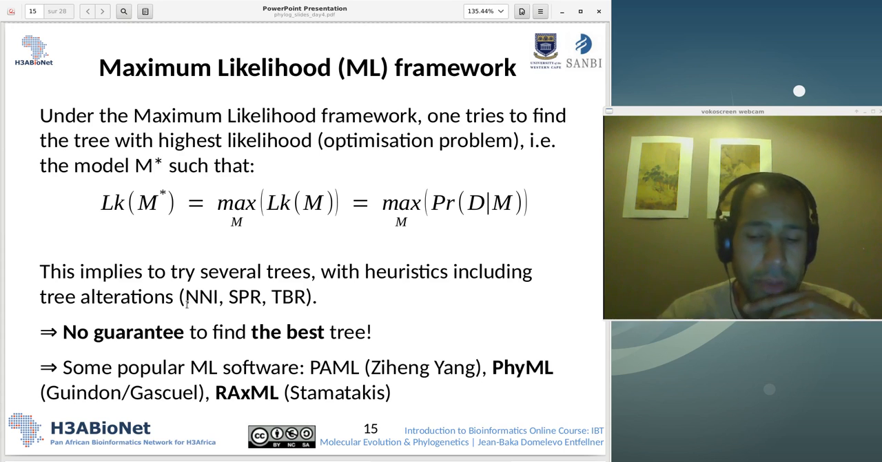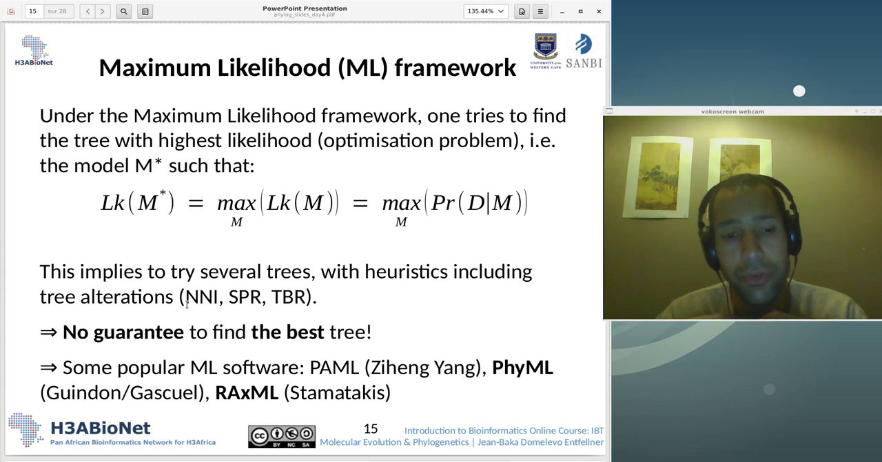Okay. So it's not only the topology that is optimized, trying NNI, SPR, and TBR moves, there are also algorithms of iteratively improving branch lengths locally to try to improve the likelihood of the model.